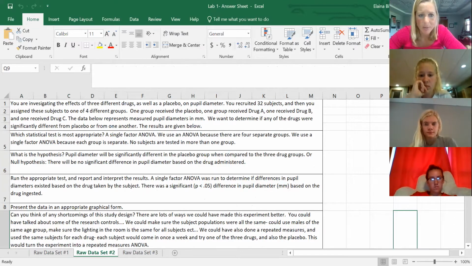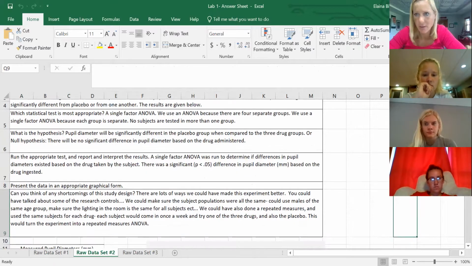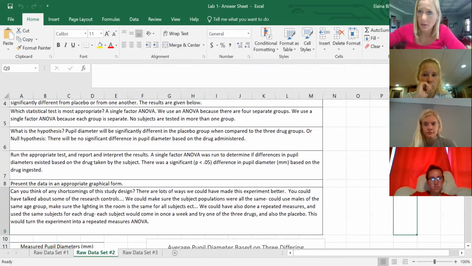You did a nice job of talking about shortcomings for the study. So maybe we could have had the subjects do all the treatments or something along those lines. A lot of you had some nice ideas about it being dark or light and how that might affect pupil diameter. Again, I know we're not experts on this topic, so I just wanted you to think about the research design a little bit that way.